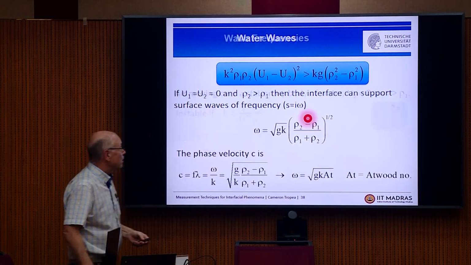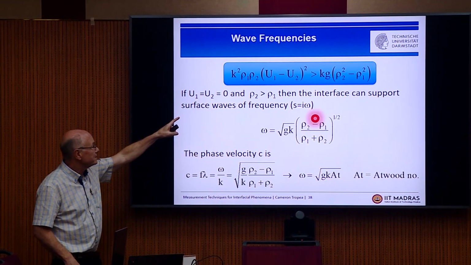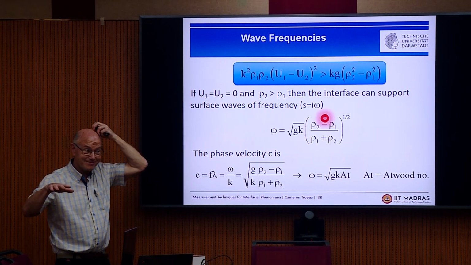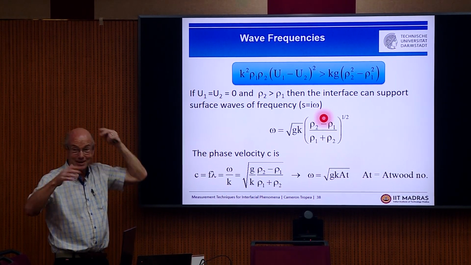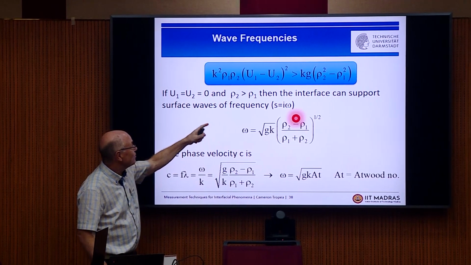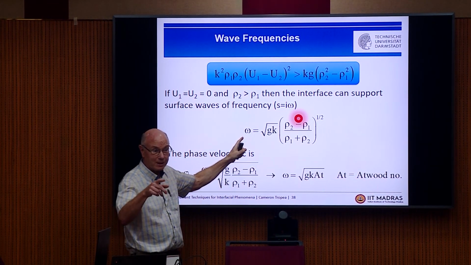That's the... Okay, and then if U1 and U2 are equal to 0, but you have a density difference, is it unstable? So nothing moving. Okay, well, you can go back to the S equation, and so S was I omega, no?